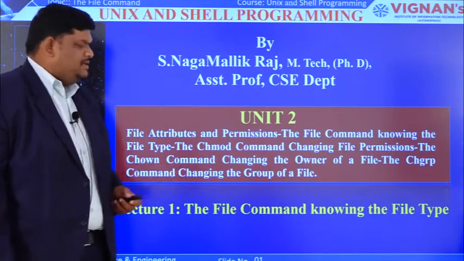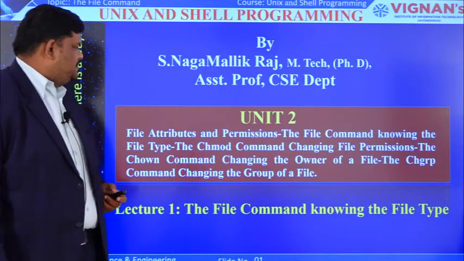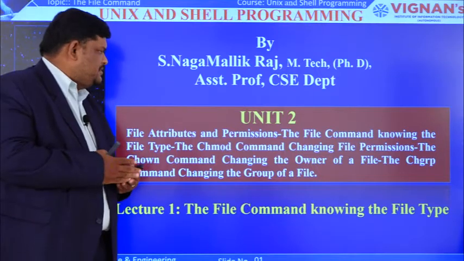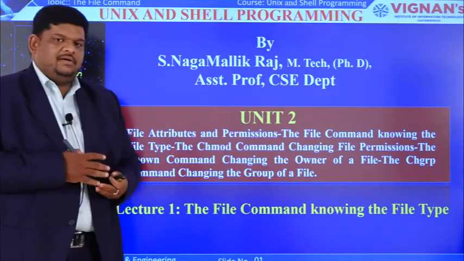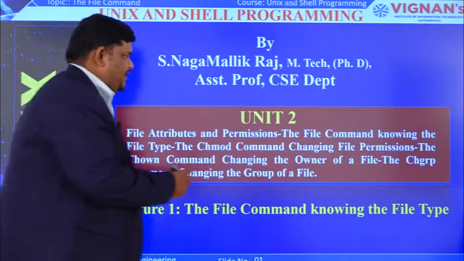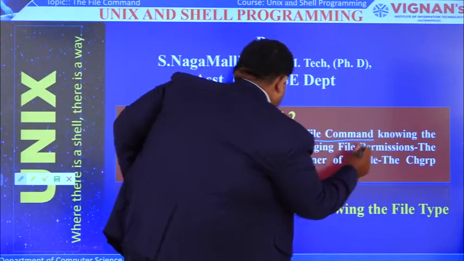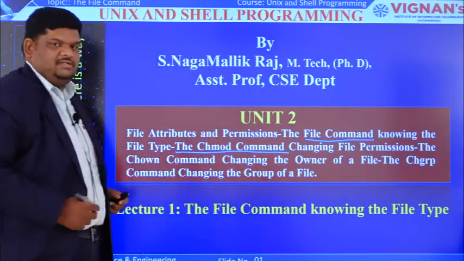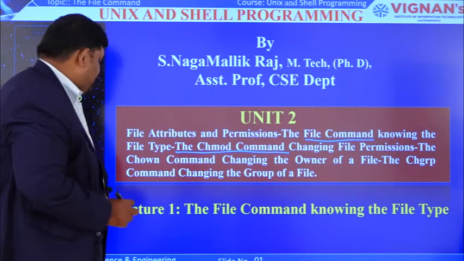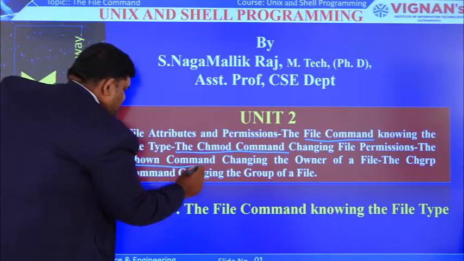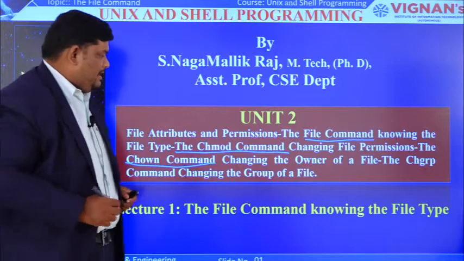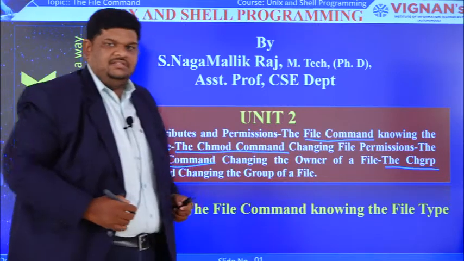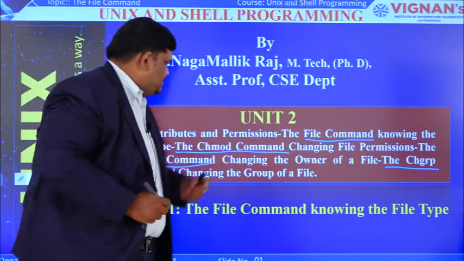The topics that are present in Unit 2 are file attributes and permissions. We are going to cover four main commands. One is the file command, the second is the chmod command, that is change mode, the third is the chown command, that is change owner, and the fourth is the chgrp command, that is change group. So these are the topics present in Unit 2.